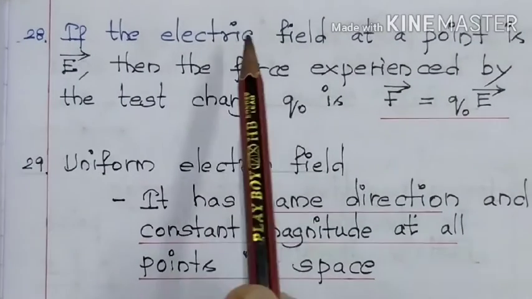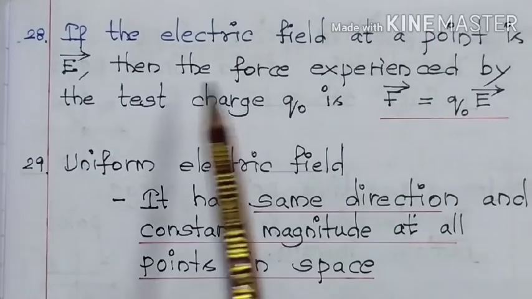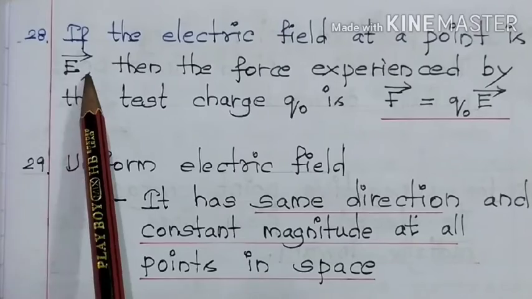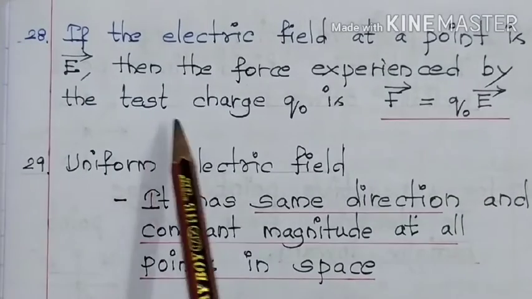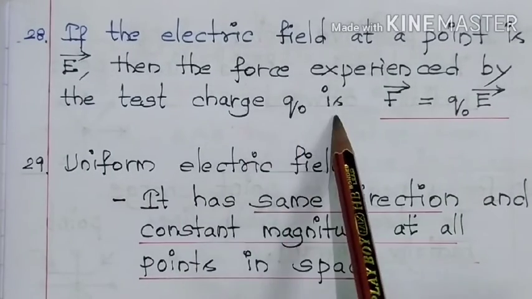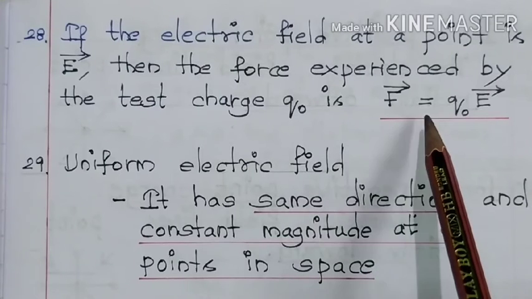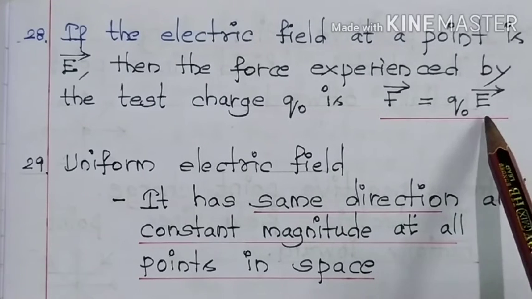If the electric field at a point is E vector, then the force experienced by the test charge Q naught is F vector is equal to Q naught into E vector.